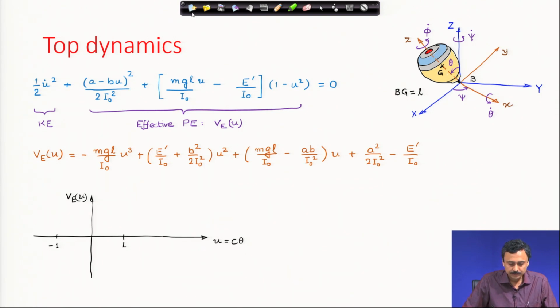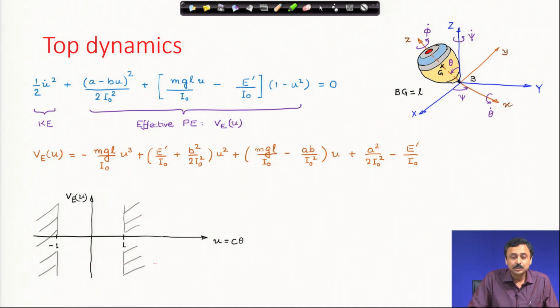Now, if you plot this function V effective, then you will first notice that there are some forbidden regions. Of course, u cannot be greater than plus 1 or less than minus 1, because u is cosine theta, and then theta will become imaginary, real theta will not exist. Therefore, these regions are forbidden.